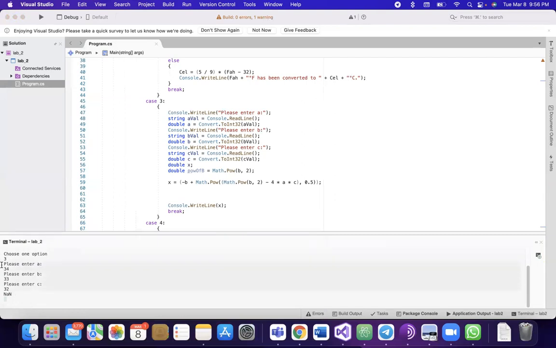But I mean, this is kind of a useless program. If this is all it's gonna show, we can just write console.WriteLine NaN, and it's just gonna be the same answer, you know?